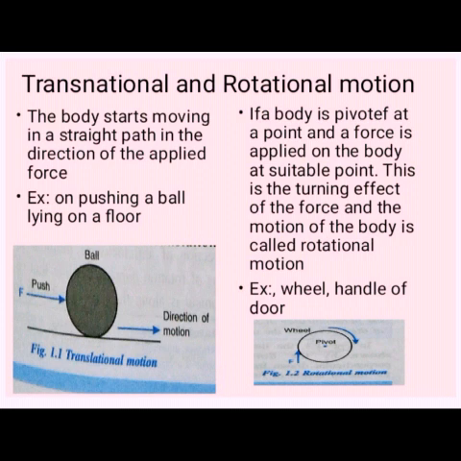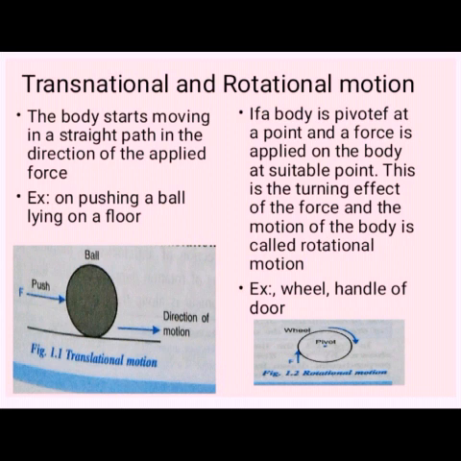If a body is fixed or pivoted at a point, and force is applied on the body at a suitable point, it rotates the body about the axis passing through the pivot point. This turning effect of the force and the motion of the body is called rotational motion. Here in figure 1.2, you can see the wheel is fixed or pivoted at its center and a force is applied tangentially on its rim. Tangentially means in the outward side. The wheel rotates about an axis through its center.